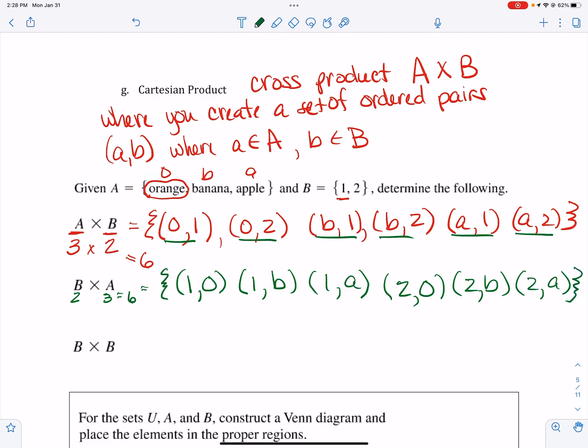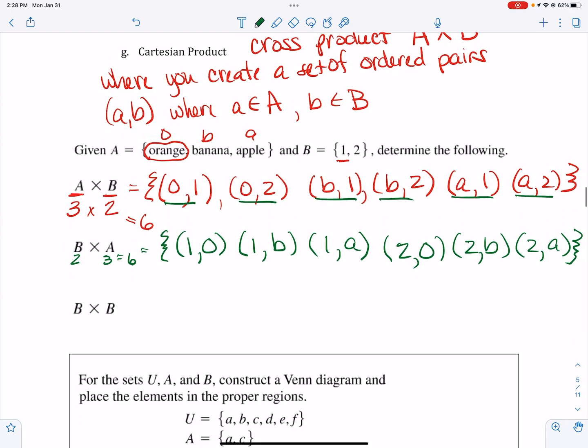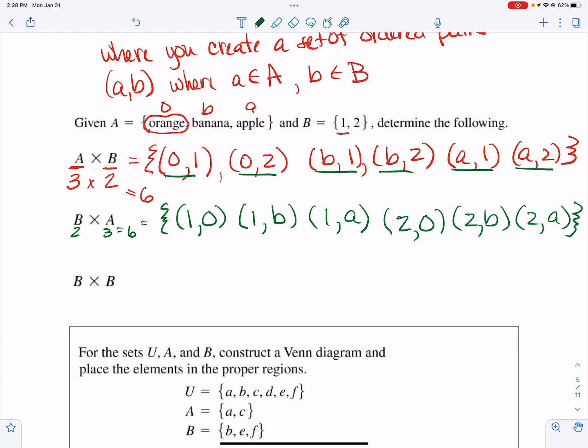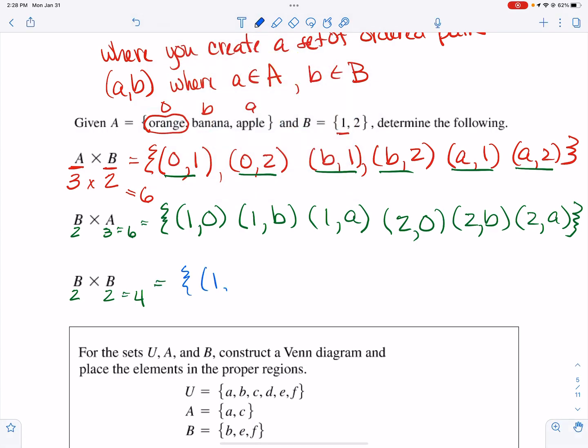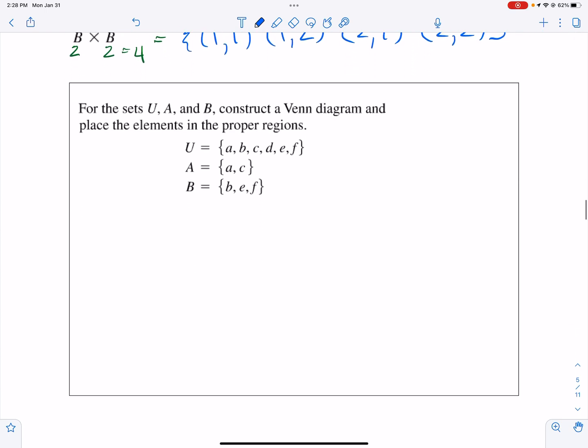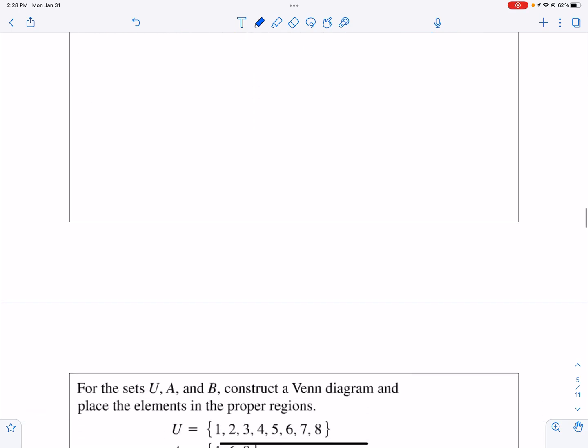Now these are going to be multiple choice, guys, so make sure that you're looking for the correct number of sets. A lot of times people overcount these sets, and that's too many. Now if we did B cross B, you have 2 elements in B, and you put it together with 2 elements in B, you should have 4 ordered pairs. So I have 1, 1, 1, 2, 2, 1, and 2, 2.